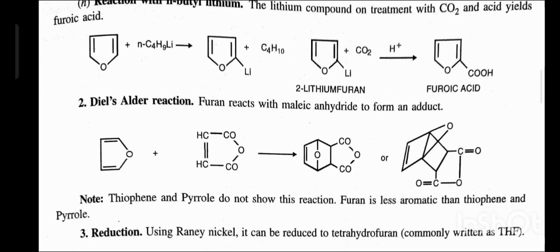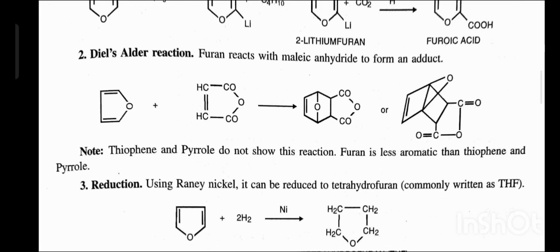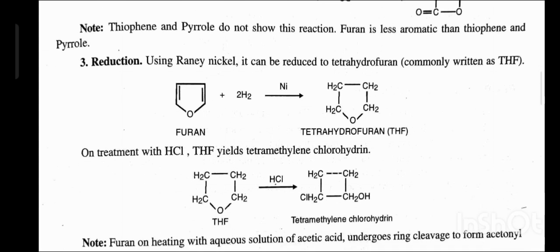Diels-Alder reaction. Furan reacts with maleic anhydride to form an adduct. Note: thiophene and pyrrole do not show this reaction. Furan is less aromatic than thiophene and pyrrole. Reduction. Using Raney nickel, it can be reduced to tetrahydrofuran. On treating with HCl, tetrahydrofuran gives tetramethylene chlorohydrin.